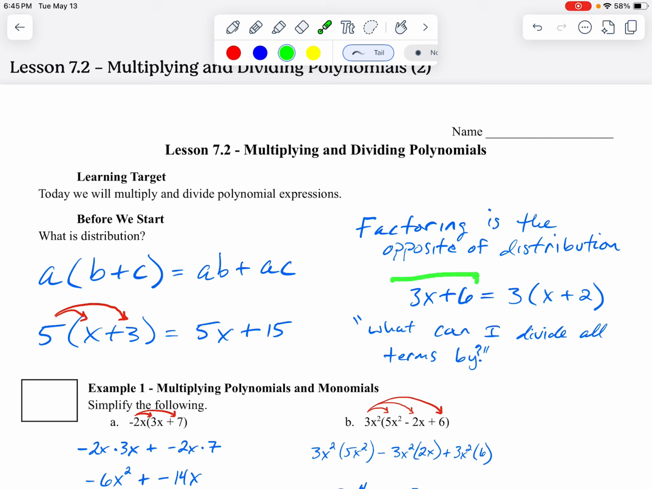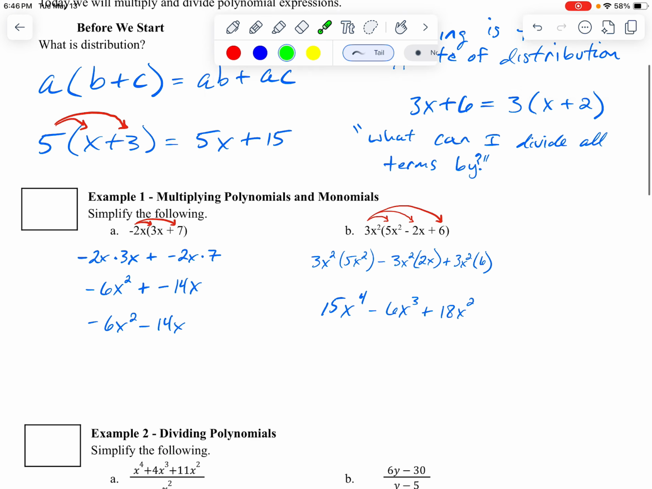So for example, if I started with this, 3x plus 6, I might ask myself, what can I divide all of the terms by? And we usually want the biggest thing. And so if we're looking at this 3x plus 6, you might notice I can divide both of these by 3. And if you do, we say that we're going to factor out a 3. So I divide this by 3 and I divide this by 3, and we end up with 3 on the outside times the quantity x plus 2. So we'll come back to that in a little bit here.